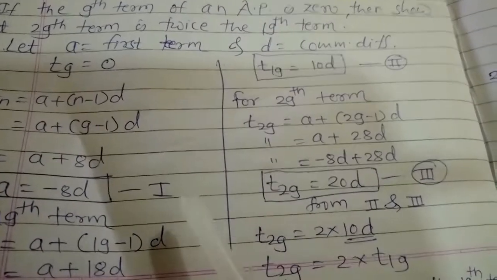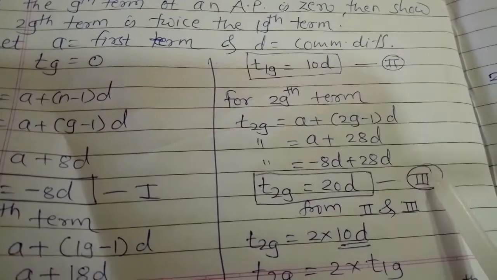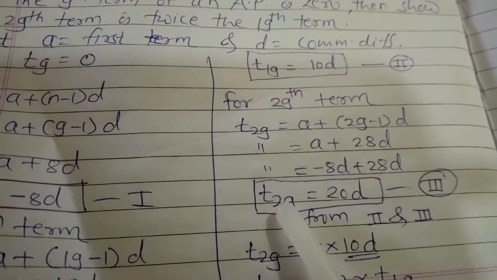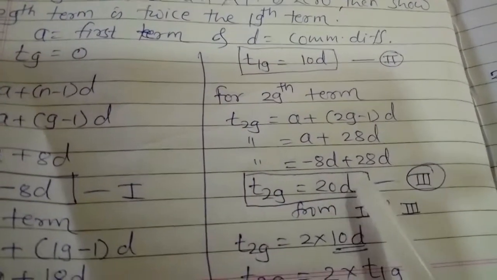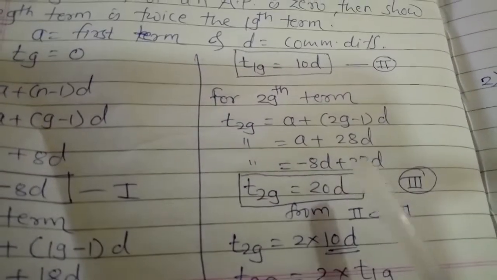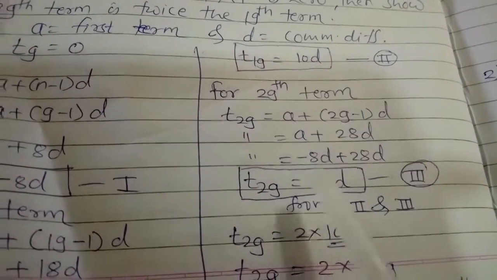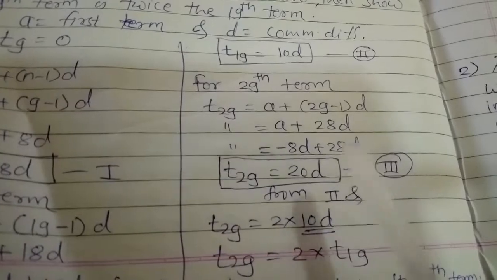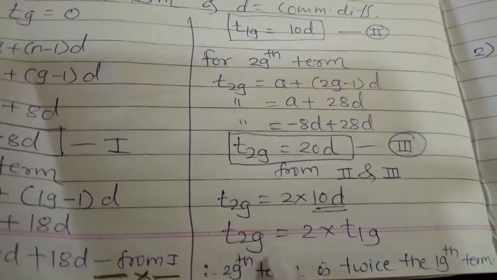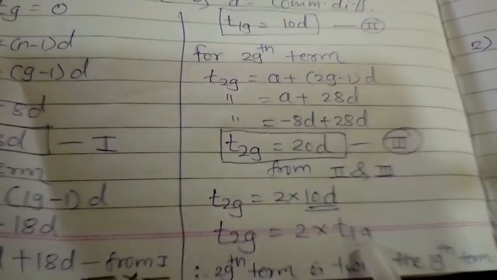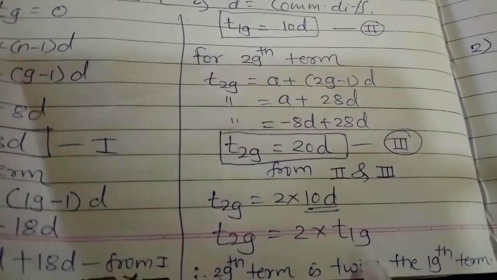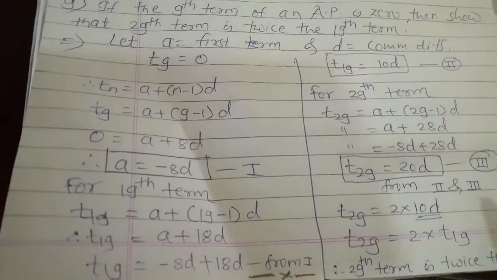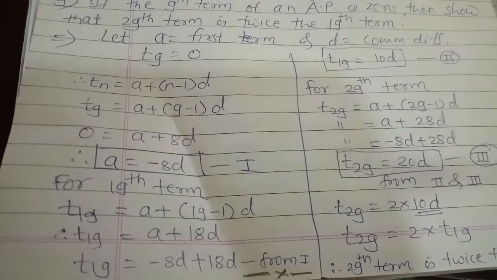So here we get the three equations, 1, 2 and 3. From the second and third, T19 is 10d and T29 is 20d. So we clearly get that T29 is double that of T19, that is, T29 is 2 times 10d, and 10d is T19. So the 29th term is twice the 19th term. This is all about practice set 3.3, and the remaining examples we will see in the next lecture. Thank you.